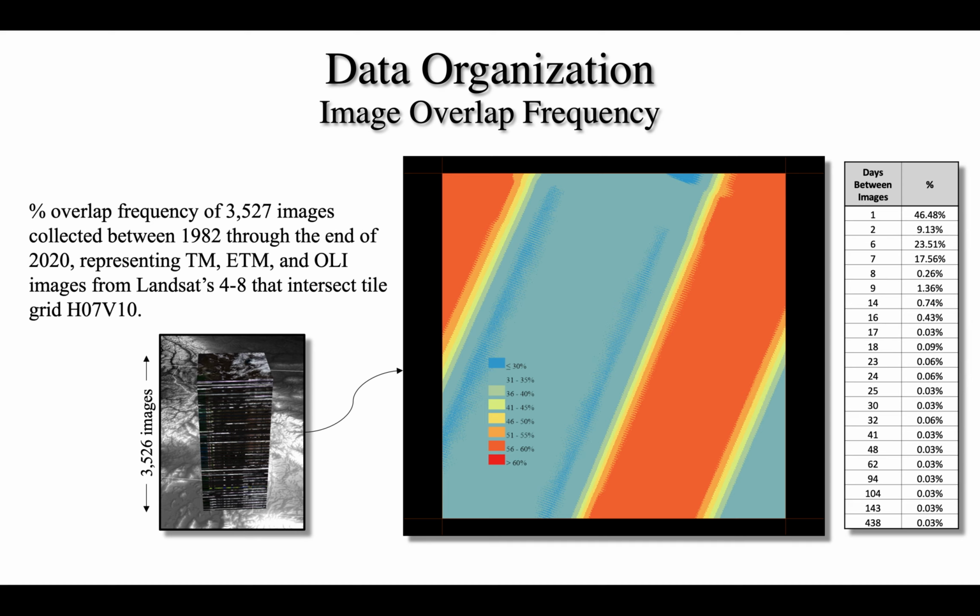By reorganizing individual path row oriented images into this grid system, the USGS has generated a data set that provides the user with quick access to standardized images that have a higher temporal frequency than the standard path row organization.